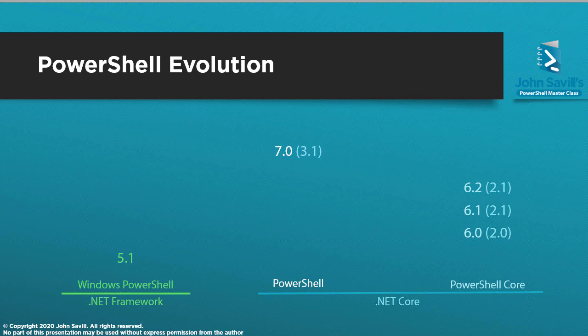So there was a .NET Framework 4.8. No more work is going to be done there. It's moving to .NET 5. .NET Core becomes .NET 5. So PowerShell Core now becomes PowerShell 7.